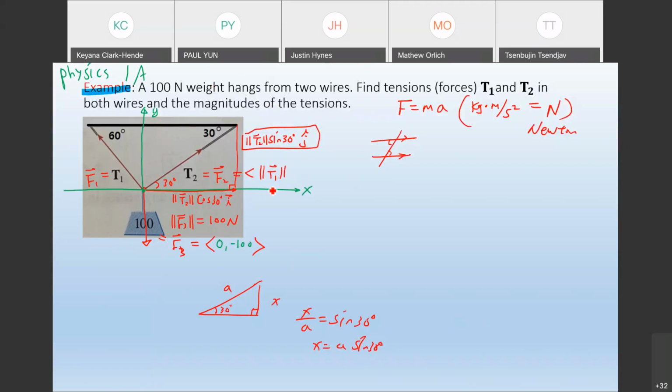Makes sense? So what is this vector T2? It is this vector plus this vector, isn't it? So here, how do I write this? Cosine 30 times the magnitude. Yeah, here is this guy. Here is this baby question.